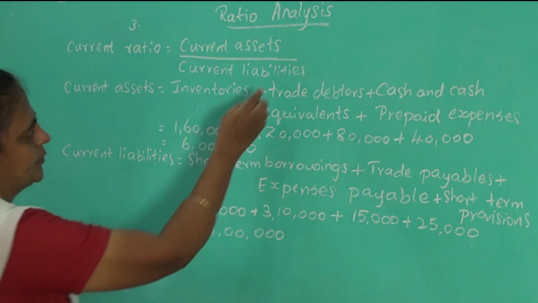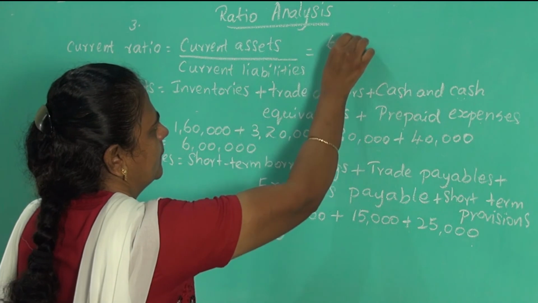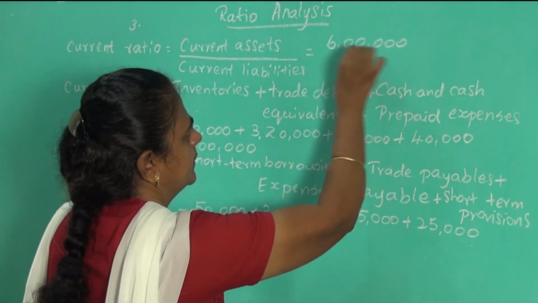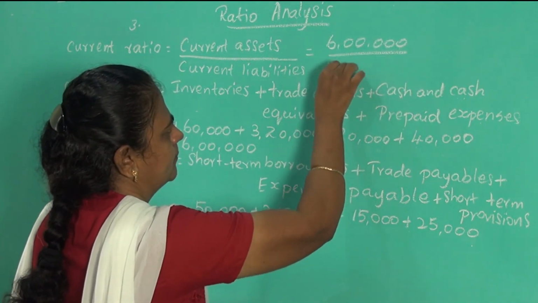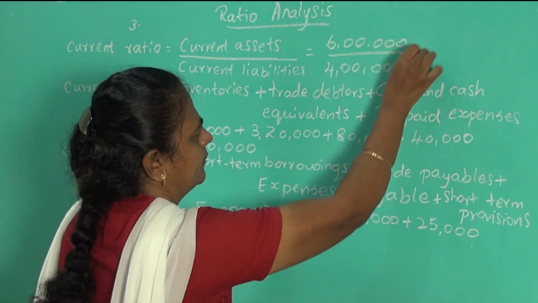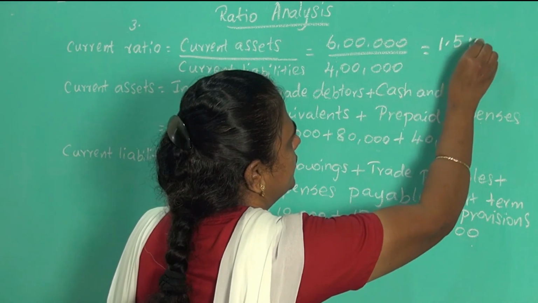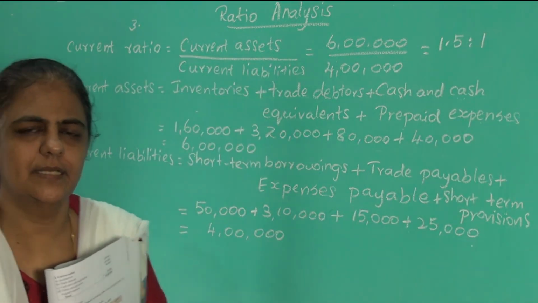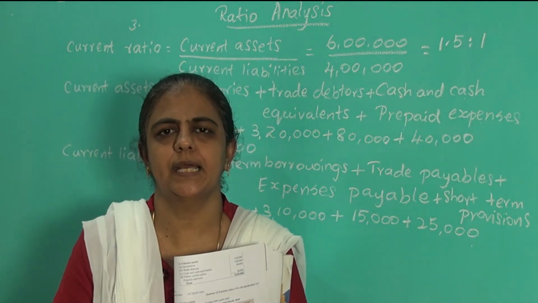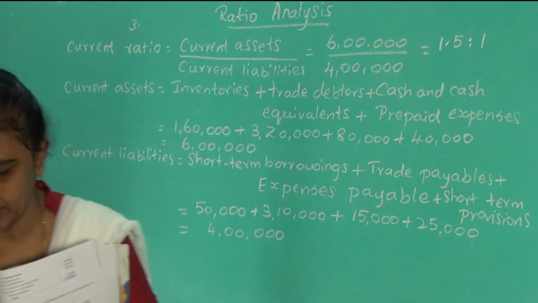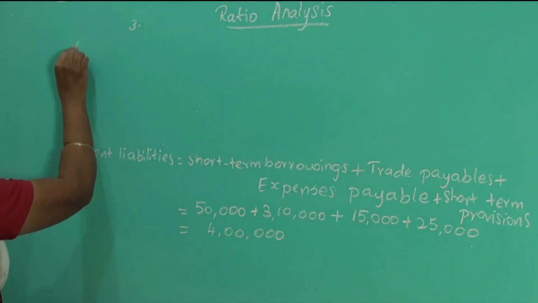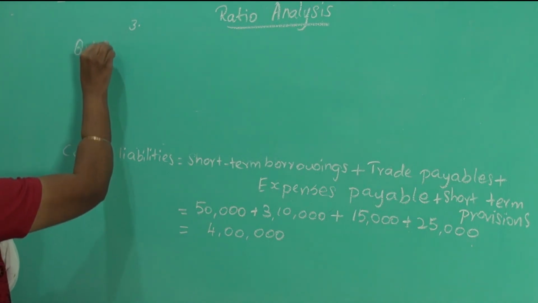So take and substitute in the formula. 6 lakh divided by 4 lakh. So that will give you 1.5:1. Next, what is asked? Same third question, you are asked to calculate quick ratio. Okay, same question, quick ratio.